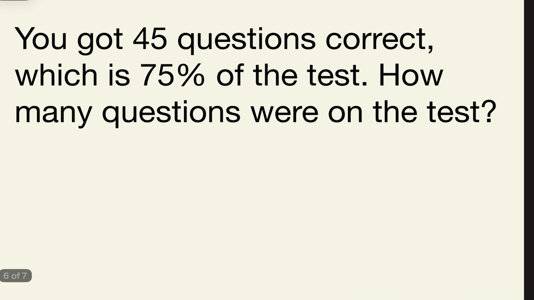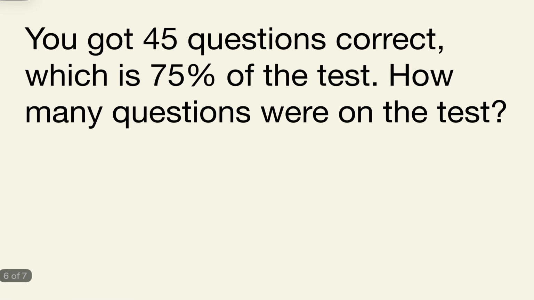So this is a word problem, and it reads, you got 45 questions correct, which is 75% of the test. How many questions were on the test? Okay, so again, just follow the steps. So we have this 75%, and we can convert it into a decimal, which is 0.75. So let's go ahead and do that. 75% equals 0.75.